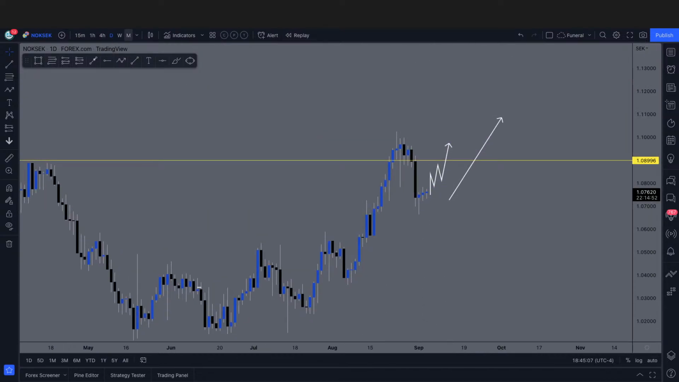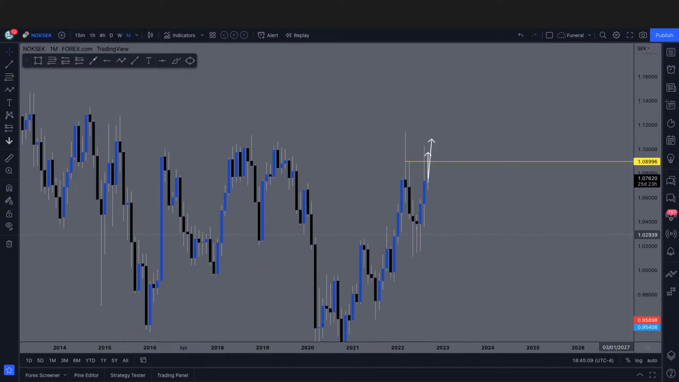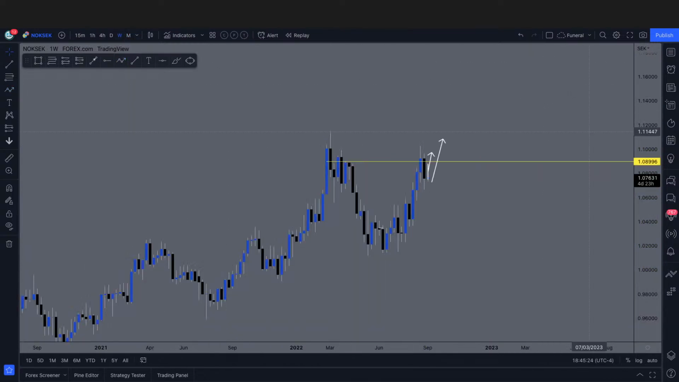NOK SEK. If we look at NOK SEK from the monthly time frame, we have the market that has just started an impulse to the upside. We've retraced back down, giving a nice retracement at previous structure resistance, now turned support, and we're looking to continue to the upside for a higher high, completing the most common pattern in the market.